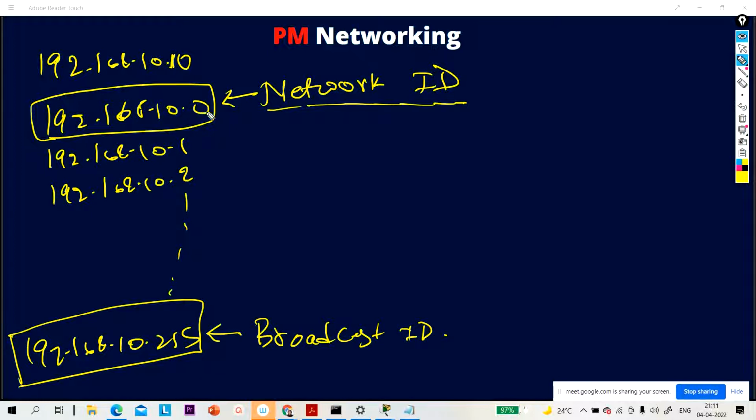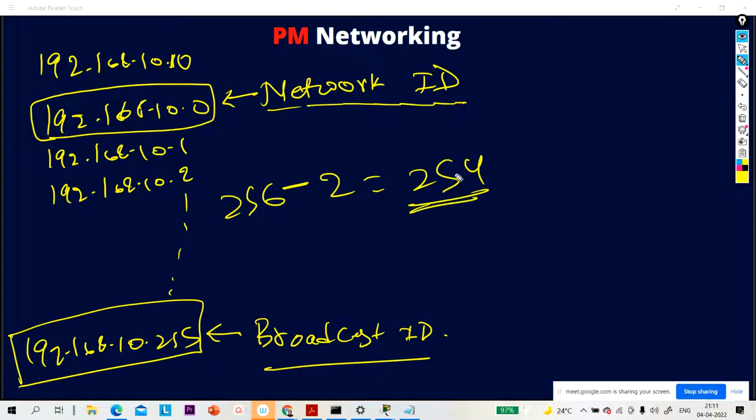So IP addresses start from 0 and end on 256, so definitely you will get 256. Now we need to subtract 2, because one is for the network ID and one is for the broadcast ID. So you will get 254. So you can configure 254 computers in this network. Am I right? You can assign IP addresses to 254 computers from this network.